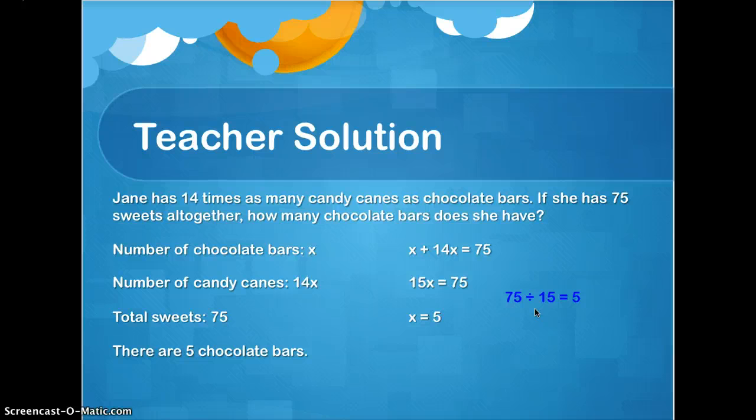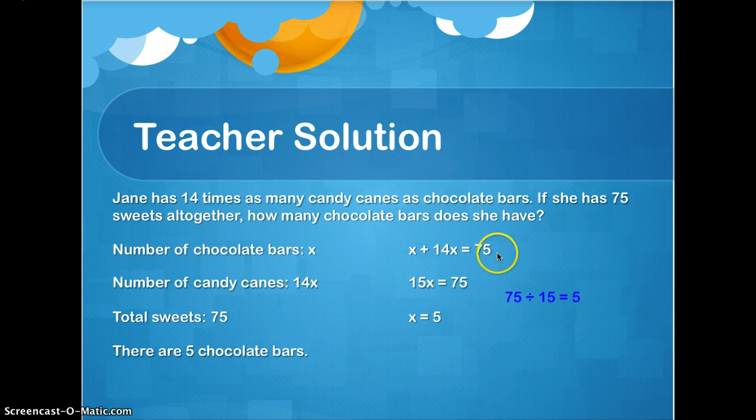Here's a teacher's solution. The word problem: Jane has 14 times as many candy canes as chocolate bars. If she has 75 sweets altogether, how many chocolate bars does she have? On the left, we define the units. So we have the number of chocolate bars is x, and the number of candy canes is 14 times x, because it's 14 times as many candy canes as chocolate bars. And we have the total sweets is 75.